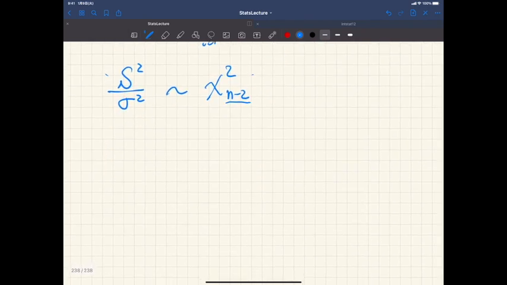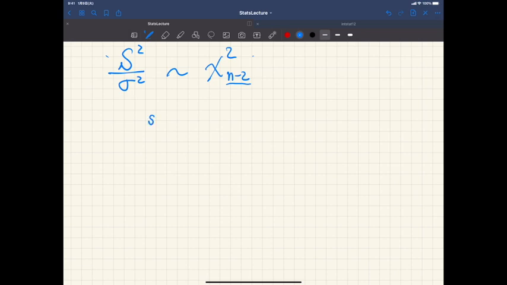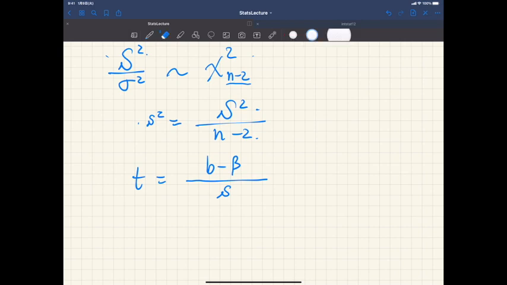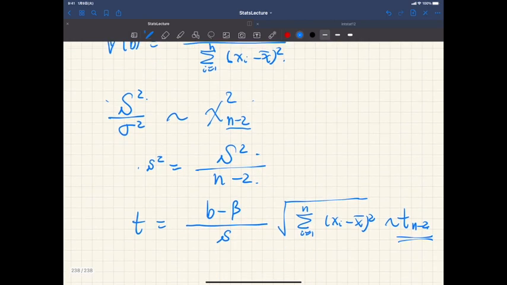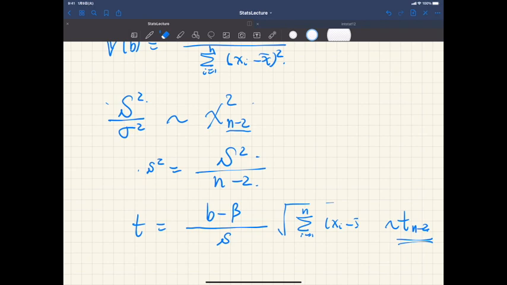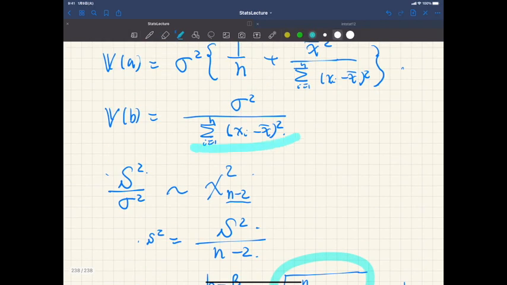So let's put small s equal to large S, so this is the same as this one, n minus 2. Let's define this. If you define t as b minus beta divided by small s, times this, n times the sum of xi minus x bar squared, then this follows the t distribution, with n minus 2 degrees of freedom. I think you can see that this part comes from this part.